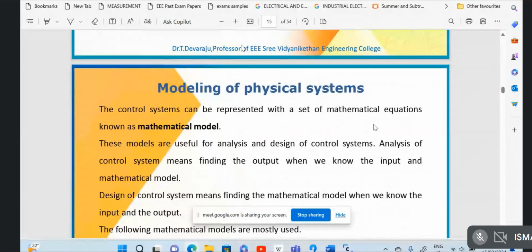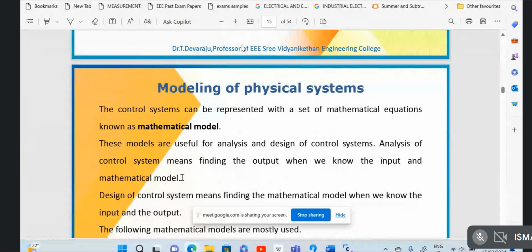So modeling of physical systems, that's where we start. The control system can be represented with a set of mathematical equations known as a mathematical model. These models are useful for analysis and design of a control system.